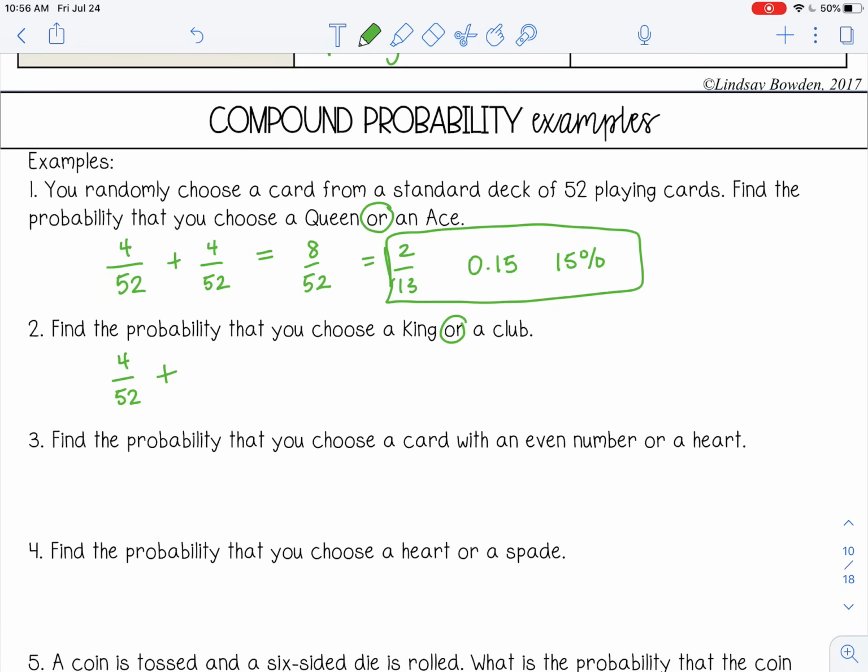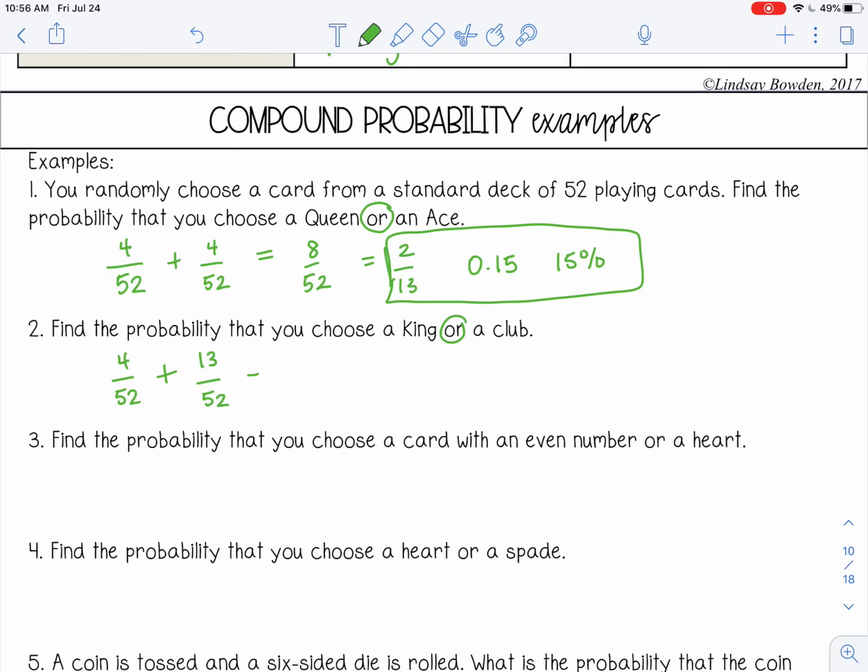And then clubs. So there are 13 clubs, and there's 13 of each suit. Clubs, spades, hearts, diamonds. So there's 13. Now let's determine, are these mutually exclusive or do they overlap? Can a card be both a king and a club at the same time? Your answer should have been yes. There is one card that is a king and a club at the same time, the king of clubs.